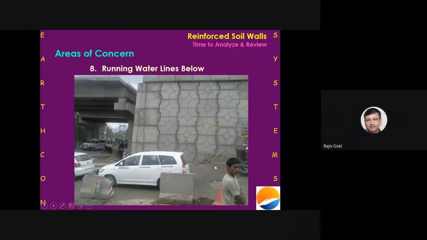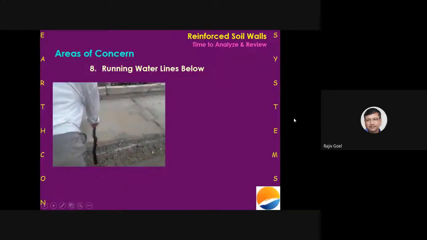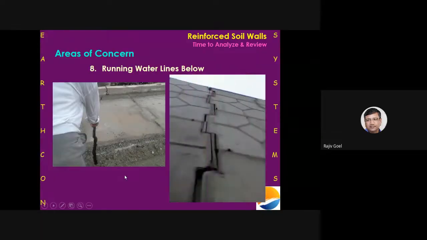But what happened is that this is where a water line was running below. You can see this stone here. This is where the water line was running below. And in due course of time, what we noticed is that these gaps started opening. See this? These gaps started opening and we started wondering why it is happening. On top, a lot of cracks happened. And on the wall, you can see these joints started opening.